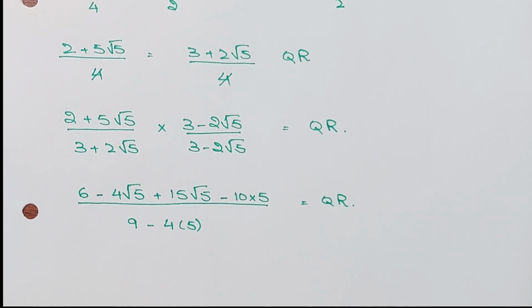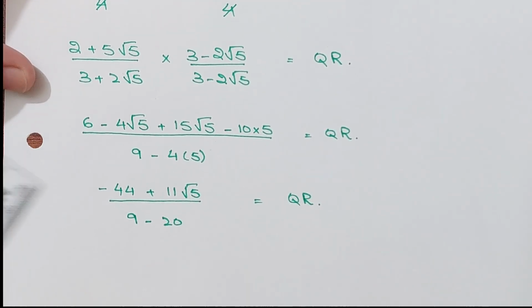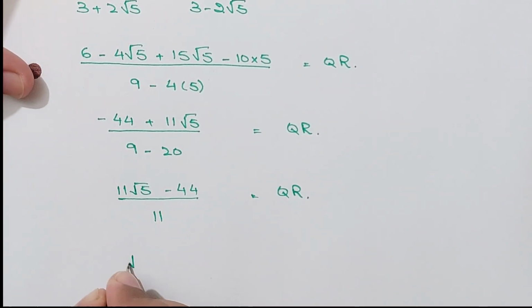Now 6 take away 50 is negative 44, right? And from 15 if we subtract 4 we have 11, so plus 11 square root of 5, and in the denominator we have 9 minus 4 times 5, which is 20. This would be equal to QR. 20 minus 9 is 11, right? So 11 square root of 5 minus 44 divided by 11, this is QR, right? We have to divide both terms by 11, so this is square root of 5 minus 4, and this would be equal to QR, right?